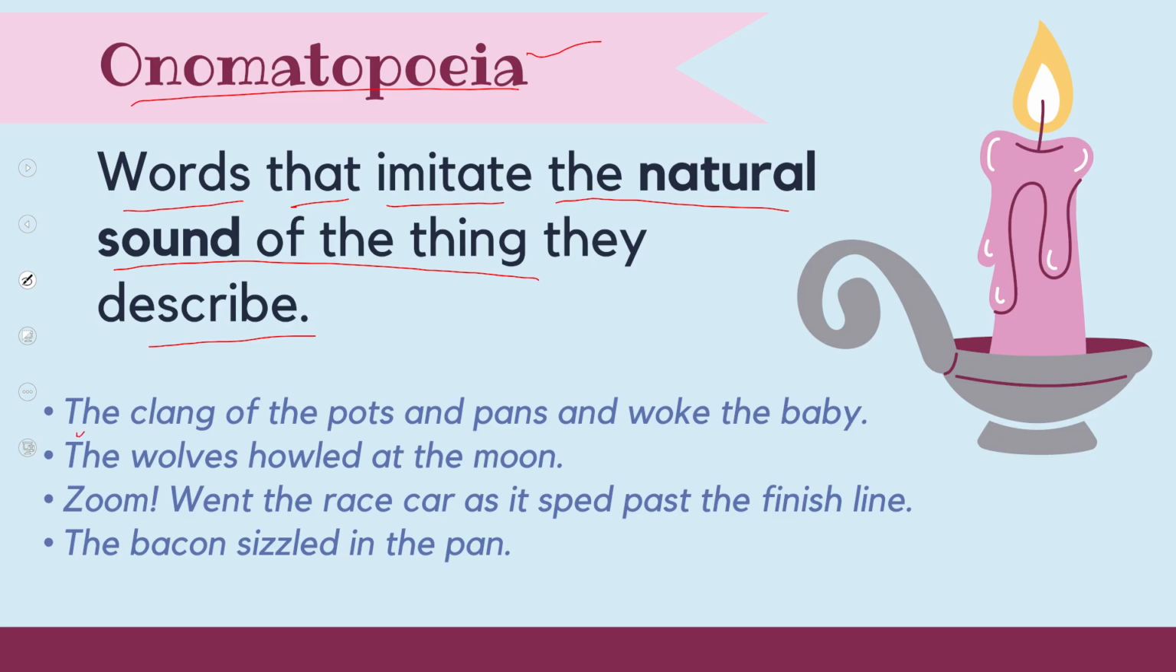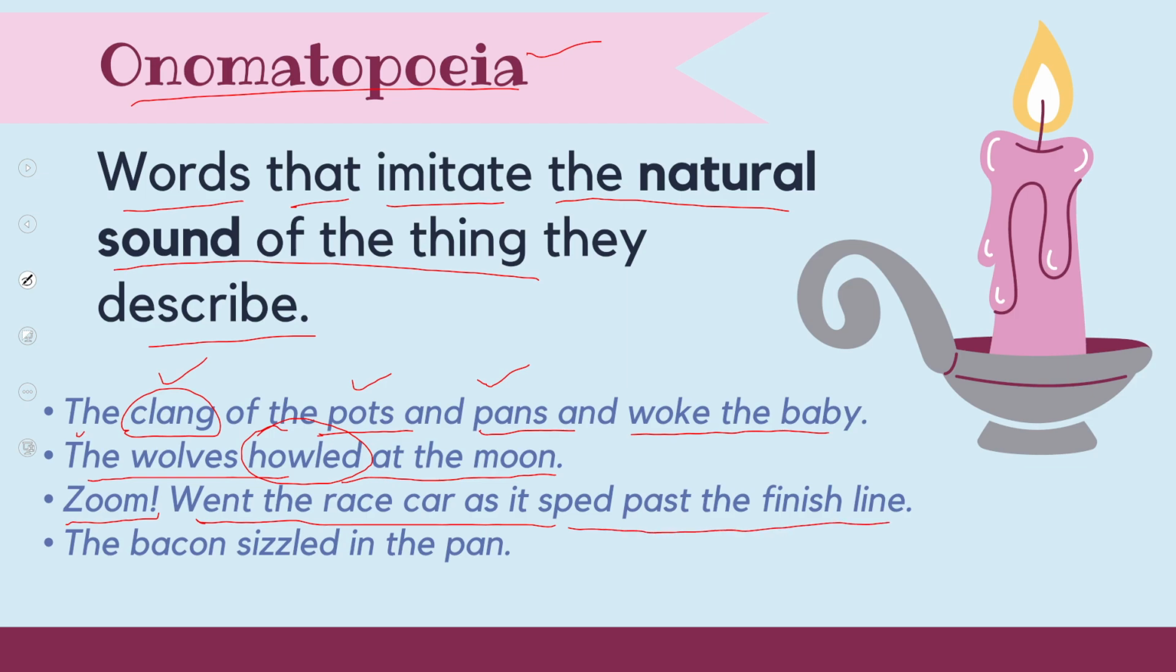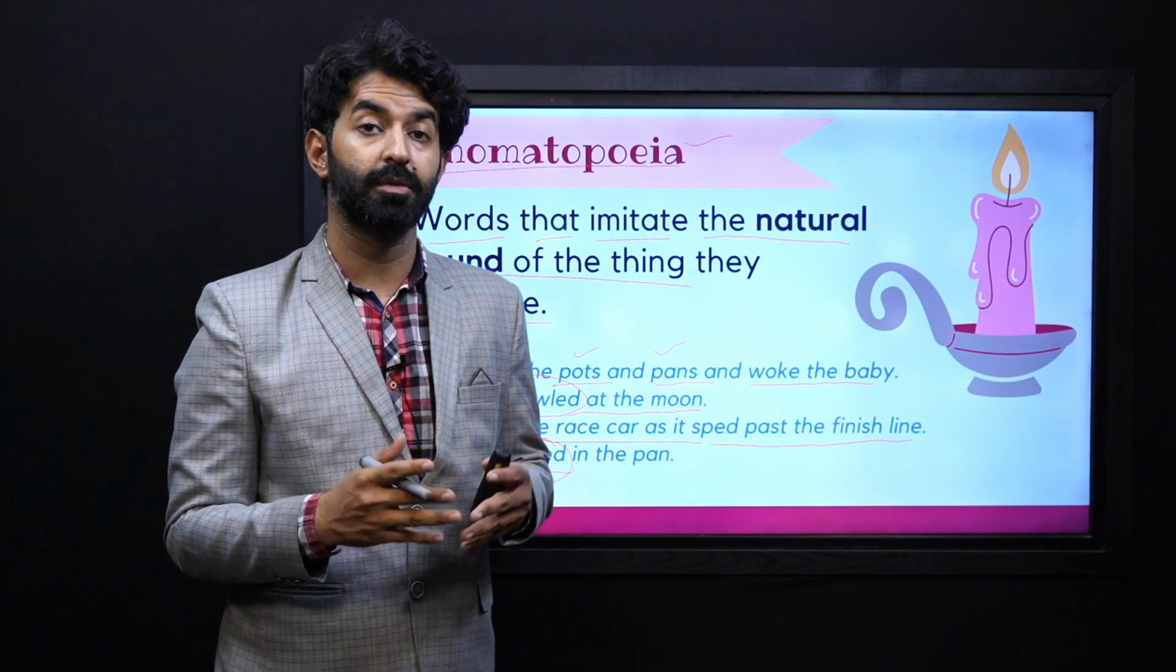For example, the clang of the pots and pans woke the baby. So the clang is the sound when a pot or pan or something like these materials falls. This is an example of onomatopoeia. The wolves howled at the moon. This is an onomatopoeia. It gives the sound of the wolves because wolves howl. Zoom, went the race car as it sped past the finish line. So zoom is also an onomatopoeia. The bacon sizzled in the pan. So the sizzling is also an onomatopoeia.